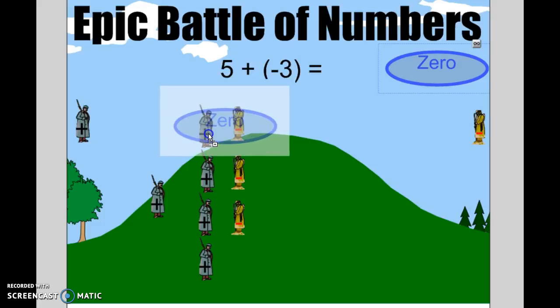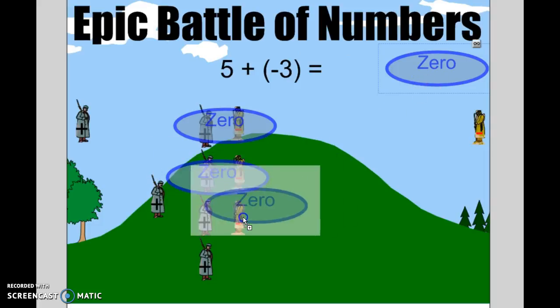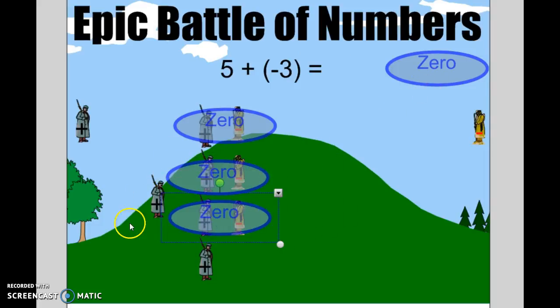Now anytime that you have two opposites, they make a 0 pair. So they cancel each other out. So I end up having 3 that cancel each other out, but I still have 2 positives left over. So the positives went out by 2. So 5 plus negative 3 gives me positive 2.